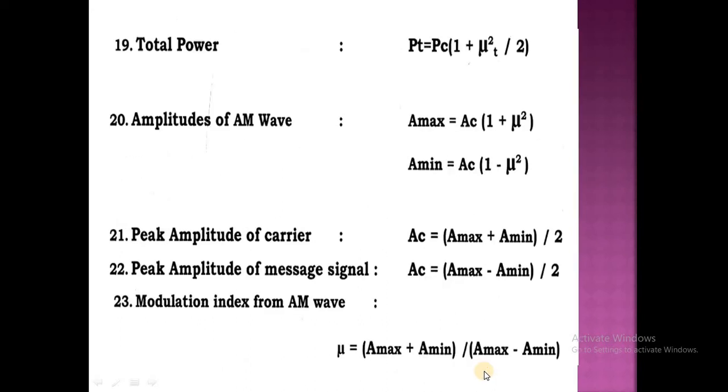Okay, and the total power PT equals PC into (1 + mu square by 2), and the amplitude of the AM wave is Amax equals AC into (1 + mu) and Amin equals AC into (1 minus mu).